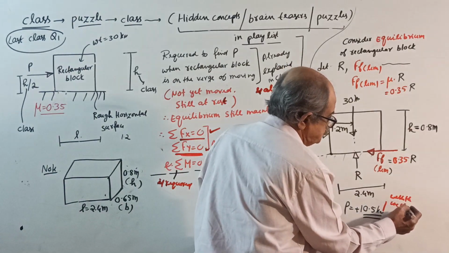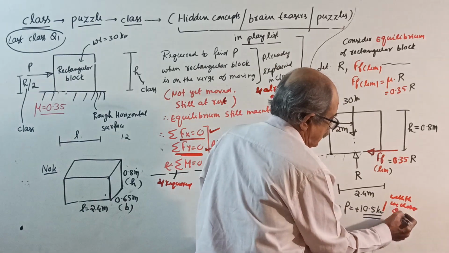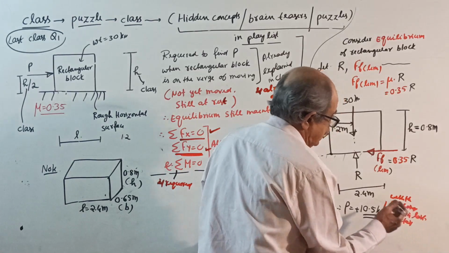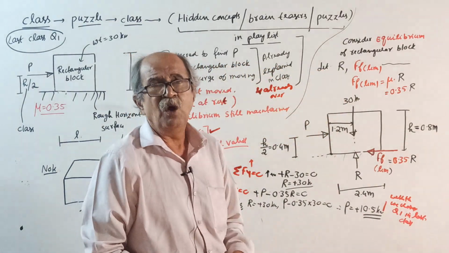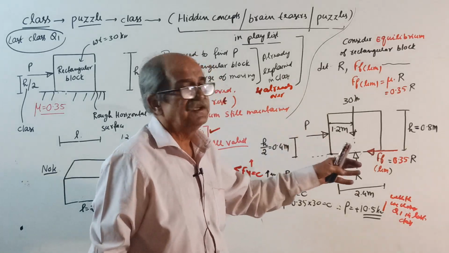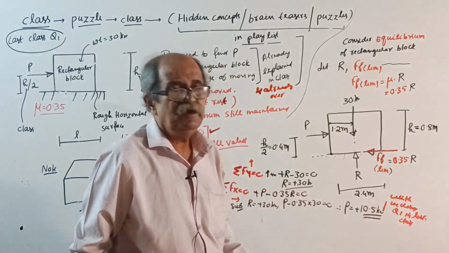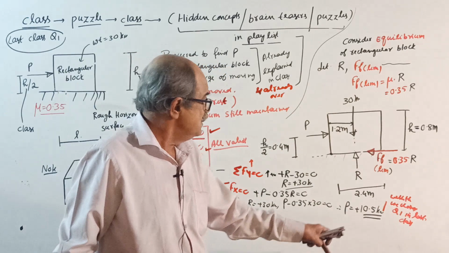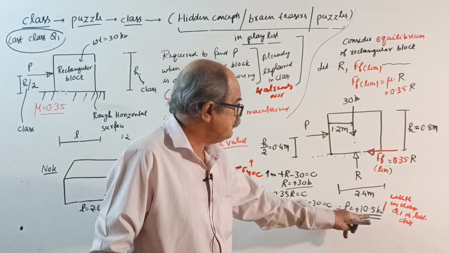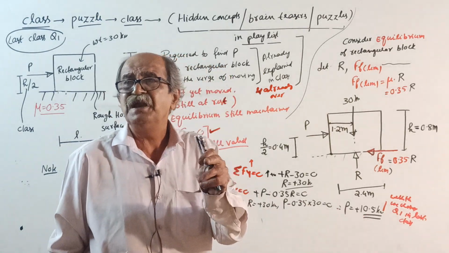With this, we closed question number 1. Closed question 1 in the last class. So conclusion is what? The rectangular block is on the verge of moving when the applied force reaches how much? 10.5 kilonewton. Means this is the least force. If you apply further more force, it will move. 10.50000001, theoretically it will move.